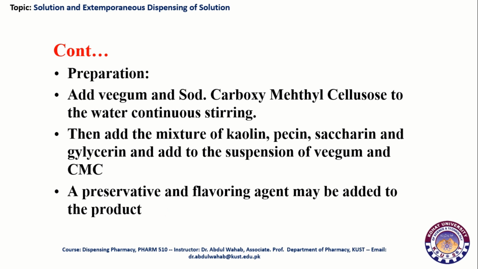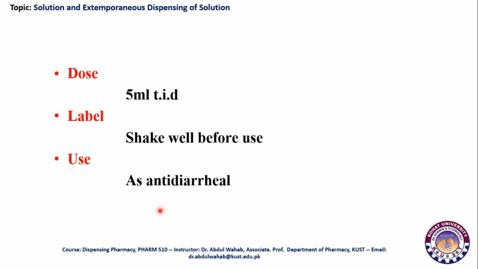What should be the dose for this mixture of kaolin and pectin? The dose is 5 ml TID, ter in die, 3 times a day. Label, what should be written on the label? Shake well before use. Uses: it is used as an antidiarrheal.